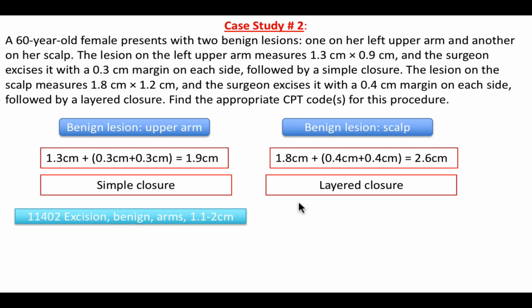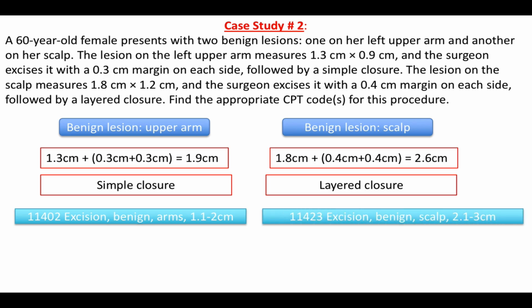For the second lesion on the scalp, start with the base code 11420 for benign lesion of the scalp, neck, and hands. You will find that 11423 is for a total excised diameter of 2.1 to 3.0 cm, and that should be the correct code to report.